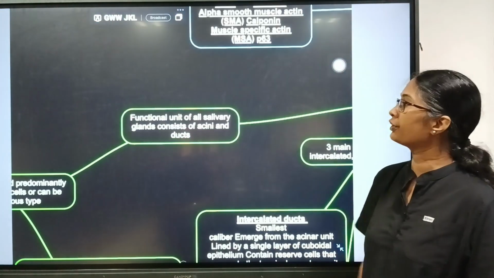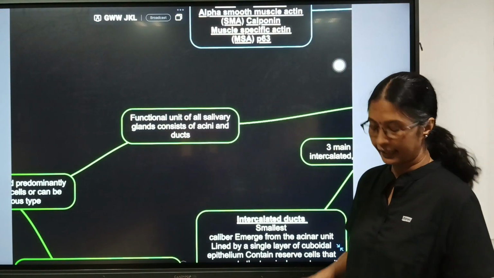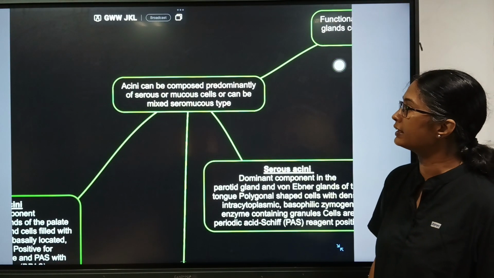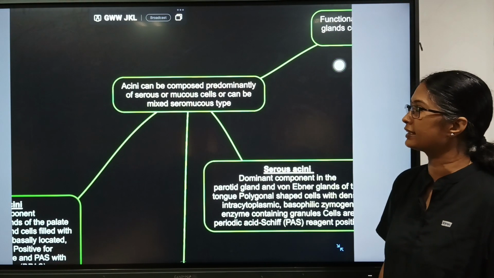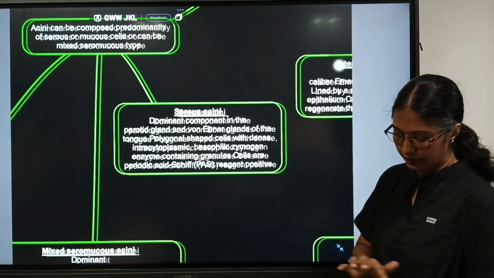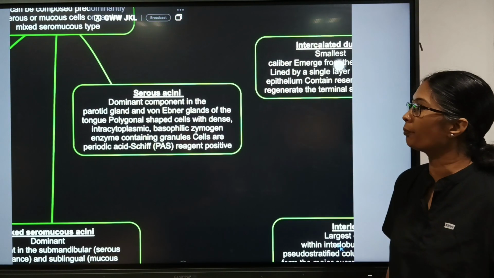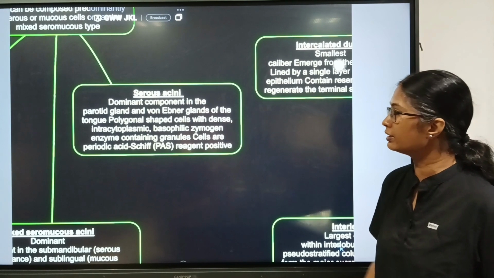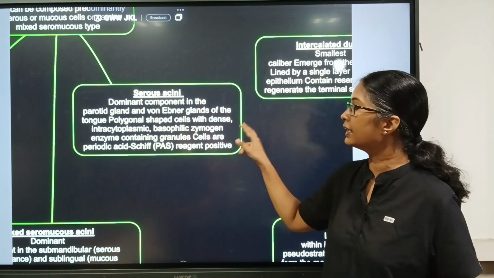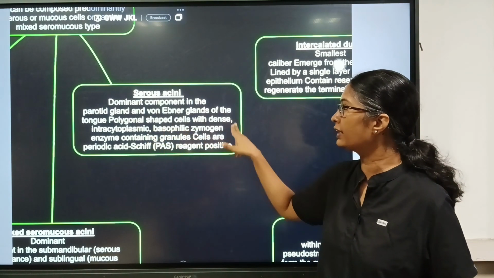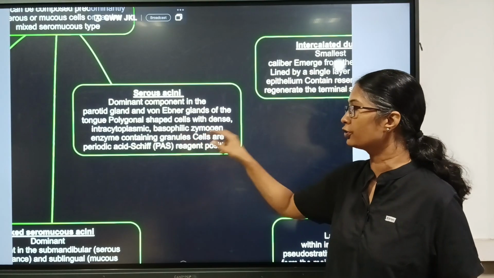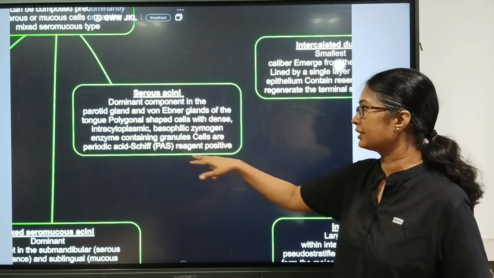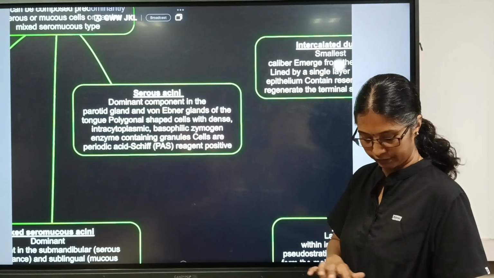So the functional unit of salivary glands consists of acini and ducts. Acini can be composed predominantly of serous or mucous cells, or can be of the mixed seromucous type. So what are serous acini? They are the dominant component in the parotid gland and von Ebner glands of the tongue. They are polygonal in shape with dense intracytoplasmic basophilic zymogen granules containing enzymes. That differentiates the serous from the mucous, which are periodic acid-Schiff reagent positive.